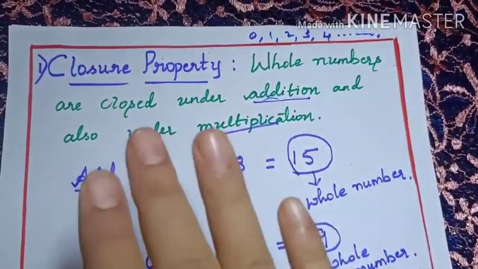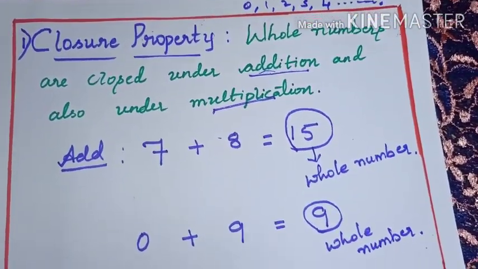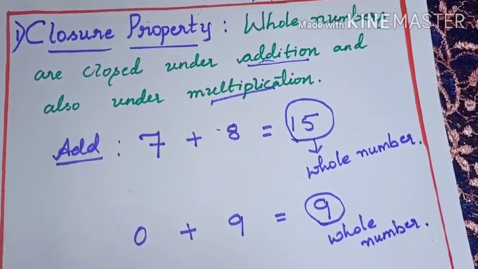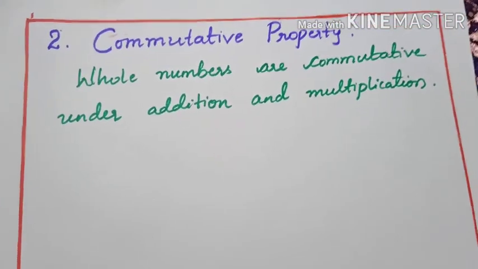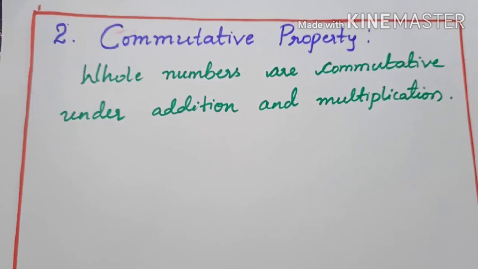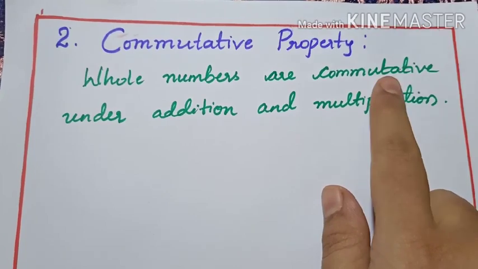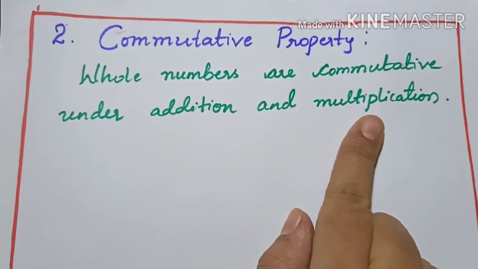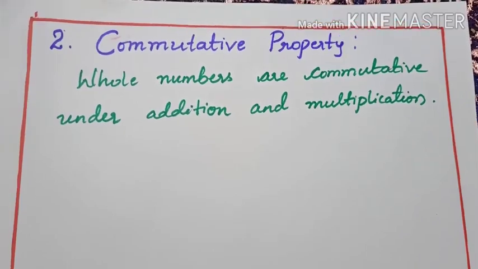So closure property clearly says that whole numbers are closed under addition and also under multiplication. Remember this. Fine. Let us move to the next property. The second property is commutative property. Just like the closure property, in the commutative property also, the whole numbers are commutative under addition and multiplication. Let us see what this commutative property actually says with an example.